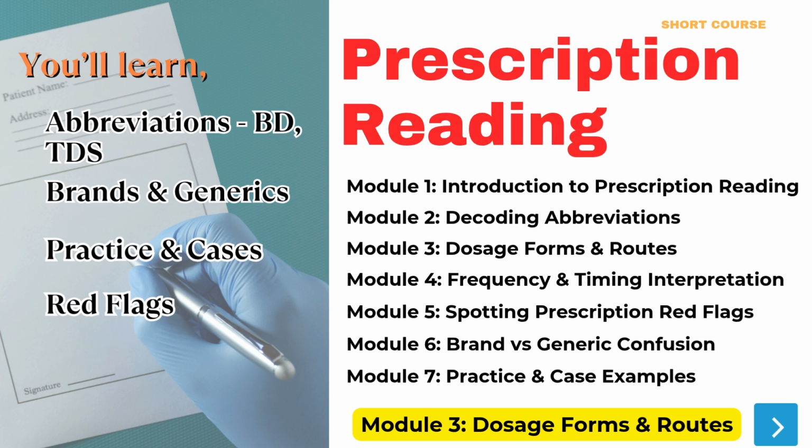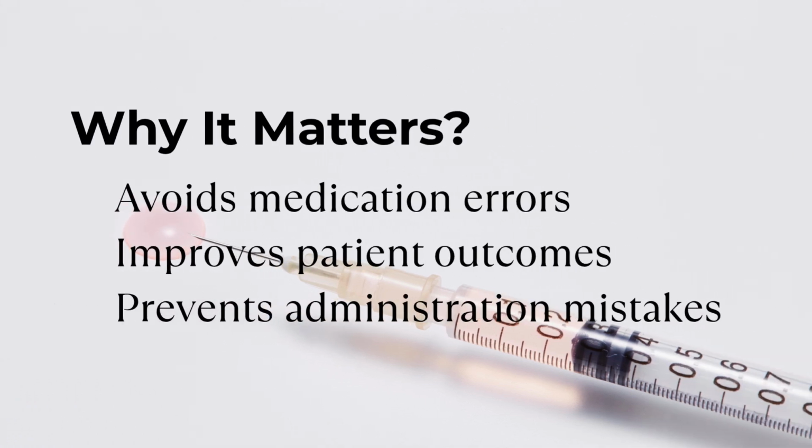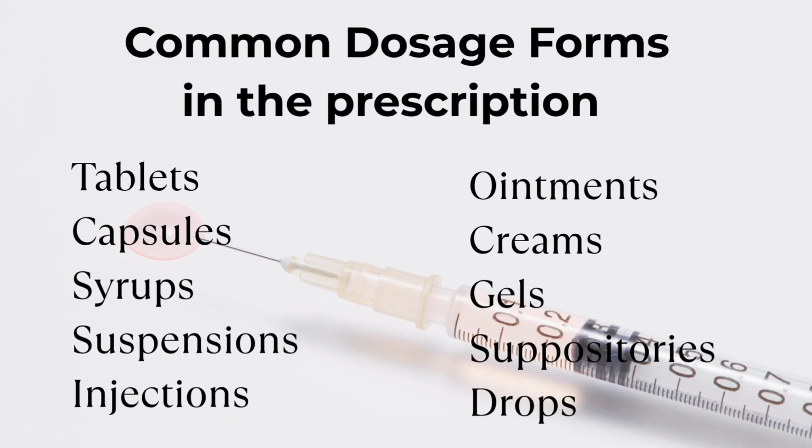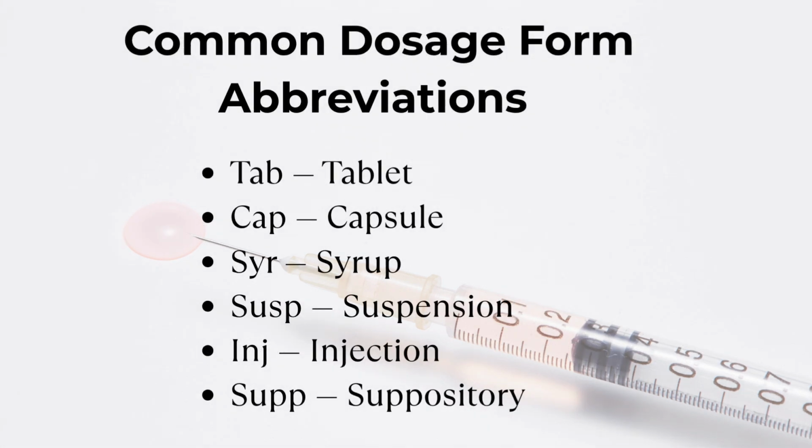Today we'll learn how to identify dosage forms and routes of administration, which are crucial for ensuring patients take their medications correctly. Understanding dosage forms and routes is vital because giving the wrong route or form can lead to treatment failure or even harm. Prescriptions may specify tablets, capsules, syrups, or even creams. Always confirm the correct form before dispensing. Doctors often abbreviate these forms, so memorize them to avoid confusion.